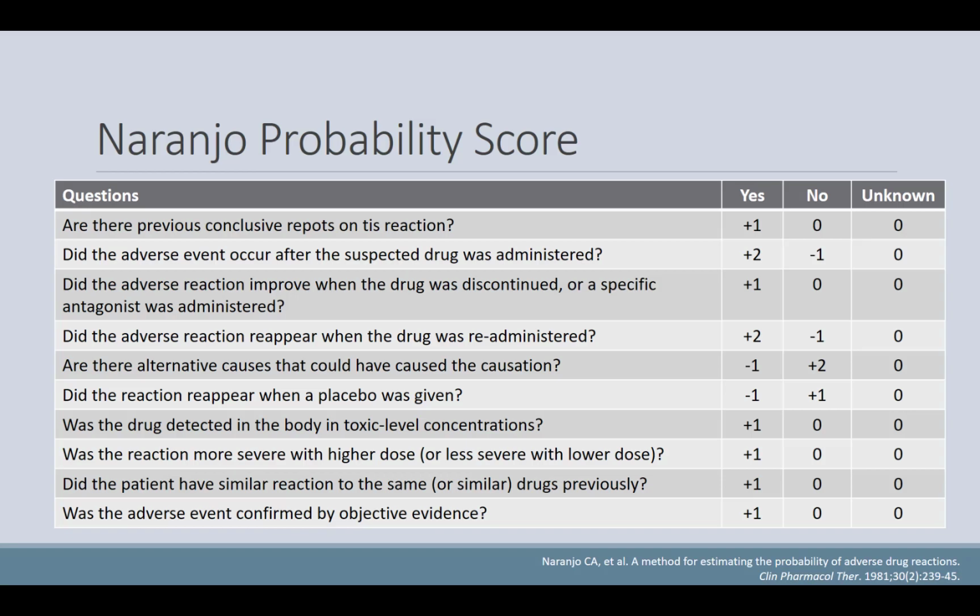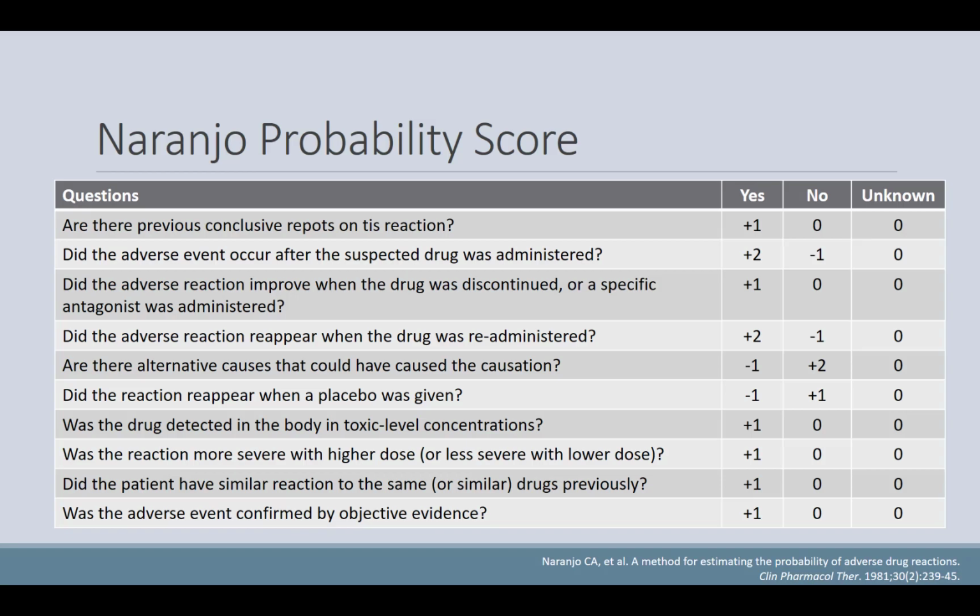So the questions that go into the Naranjo probability score include: are there previous reports of this reaction in patients on this medication? Many times there won't be if you're doing a case report. Did the adverse effect occur after the suspected drug administration? Almost always this should be the case. There are very few exceptions to this rule.